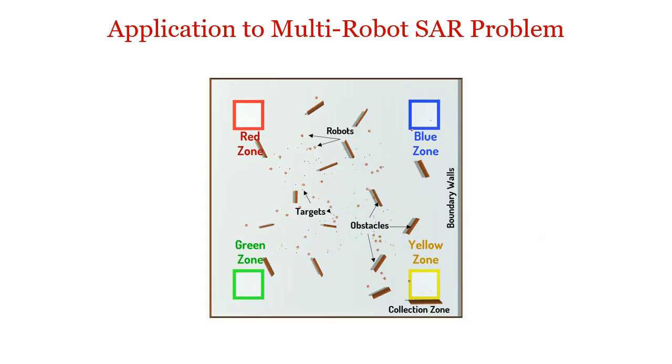We test the KTBT framework on a search and rescue simulation with randomly distributed colored targets, static obstacles and 4 collection zones. The goal of the robot team is to search and retrieve the targets and move them to their corresponding collection zones.